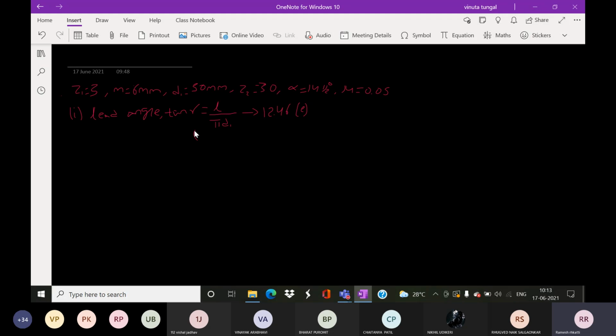What do you mean by this L? L is nothing but pi m z1. This is equation 12.46 B. In the given data, m is given, z1 is also given. Substitute that: pi into module 6 into z1 which is 3. From this, you are going to get the value of L. Multiply this, 6 times 3 is 18, 18 into pi is 56.54.